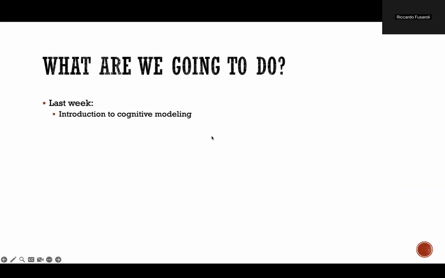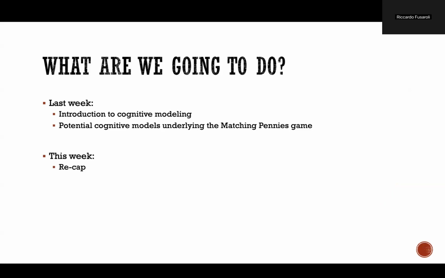So last week we did the introduction to cognitive modeling. We looked at potential cognitive models underlying the matching pennies game. This week there is a short recap. There's how do we formalize generative models of cognitive agents? This word generative is something that's very frequent these days when we talk about generative AI, but it has a long history. It's basically a model that can produce the kind of behavior and outcome that you have. That would make sense even in principle to run simulations from the model to get an idea of the phenomenon that you're observing. Right? And this can be done with any model, but it's more about the focus, right?